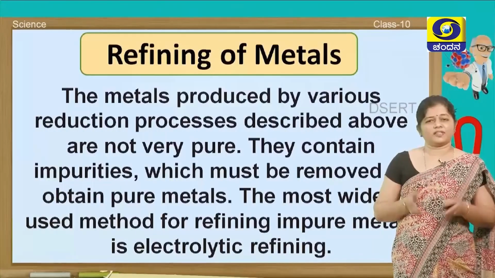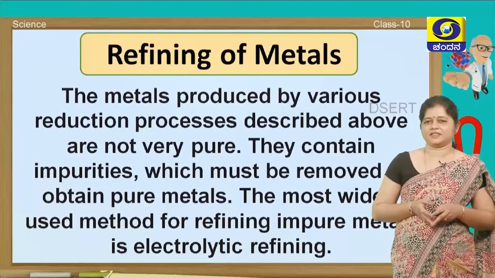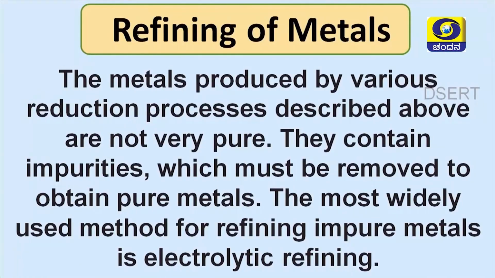Now, let us see what we mean by refining of metals. We saw that various metals can be obtained by various reduction processes, reducing them from their oxides. But the metal that we obtain from these processes is not very pure. It contains impurities, and these impurities must be removed to obtain the pure metals. The most widely used method for refining impure metals is electrolytic refining.